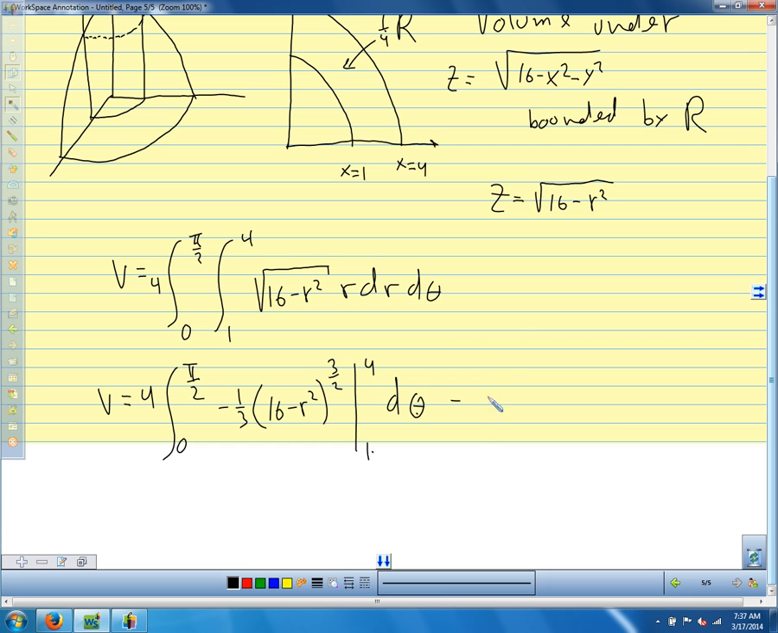And then when I evaluate that, I get the integral from 0 to pi over 2 of 1/3 of 15 to the 3/2 d theta. And finally, I evaluate this out. This integral is easy. Integral of 1/3 of 15 to the 3/2 d theta. And I end up with 10 pi square root 15. So this one turns out to be an easy one to evaluate. In rectangular coordinates, this would be a fairly difficult integral to evaluate.